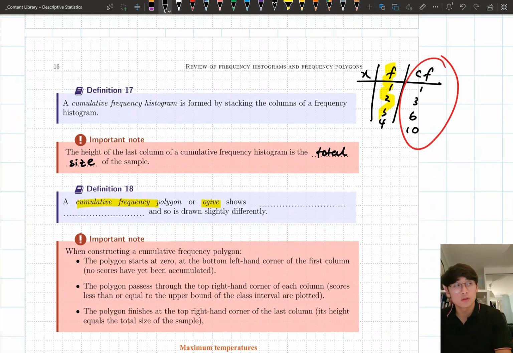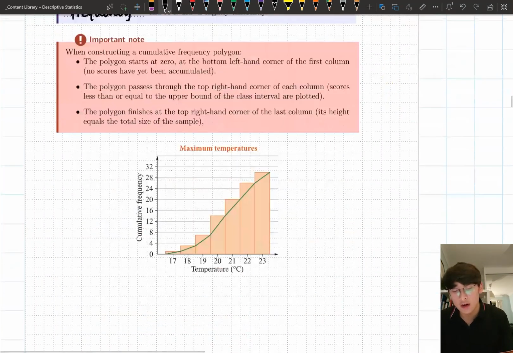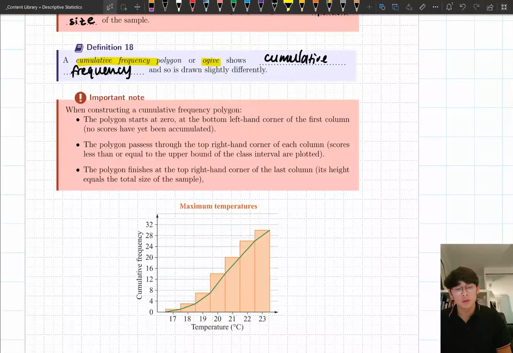It shows the cumulative frequency. So it's drawn slightly differently. If you have a look at the diagram underneath, you notice that this cumulative frequency polygon, or this Ogive, looks a little bit different to our frequency polygon. Our polygons usually connect at the center of the columns. This one doesn't do that.